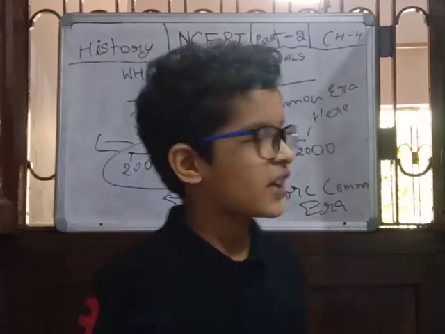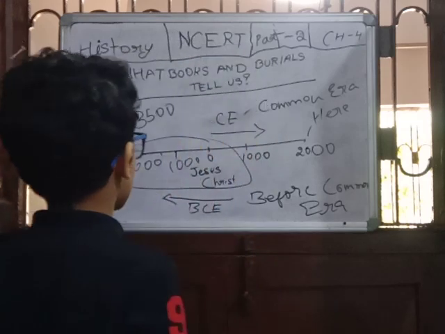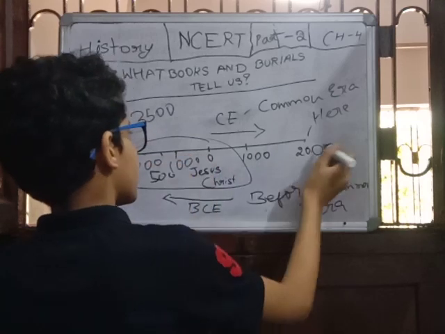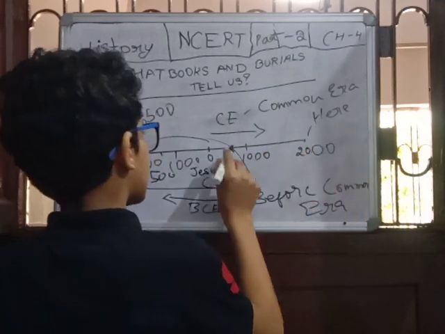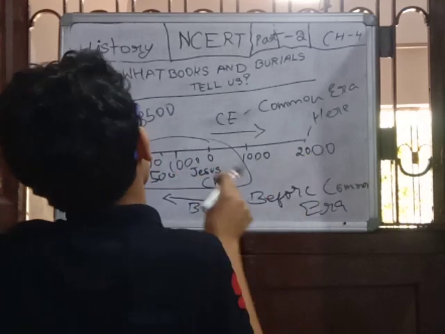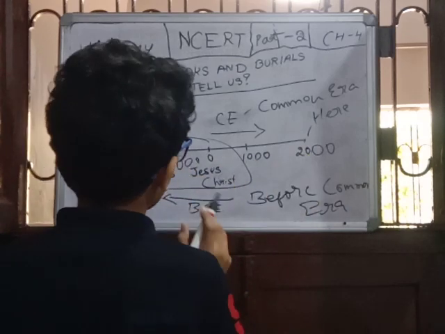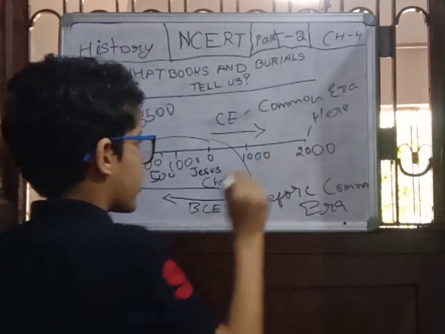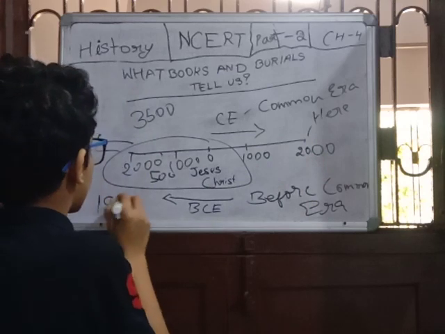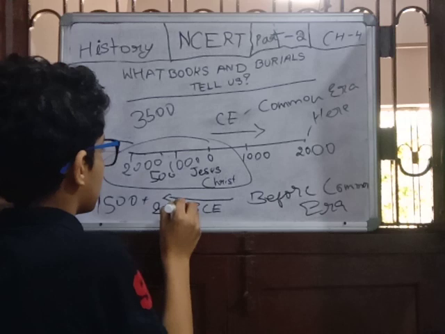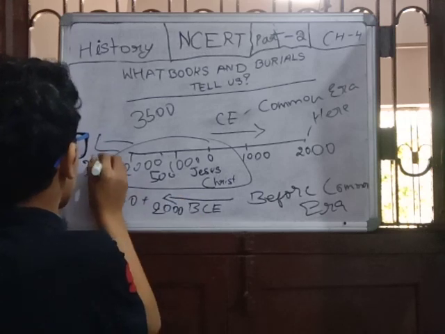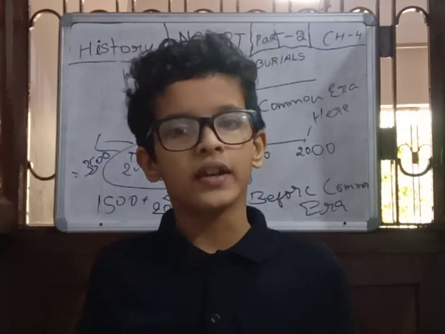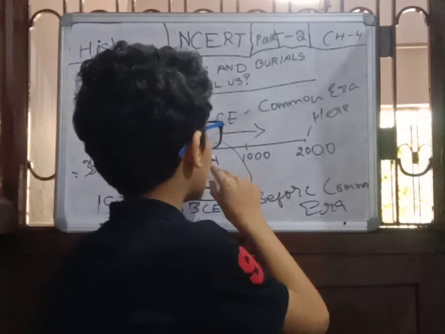If you did not understand, that's okay, it's easy. Here is 500, here is 1000 and 2000. 2000 will be referred to as Common Era, but when we write 3500, we will use BCE, Before Common Era. So 1500 plus 2000 is 3500. This is the formula you can use to find dates in BCE, when asked in BCE only. Common Era will be used for dates from 0 till 2000.